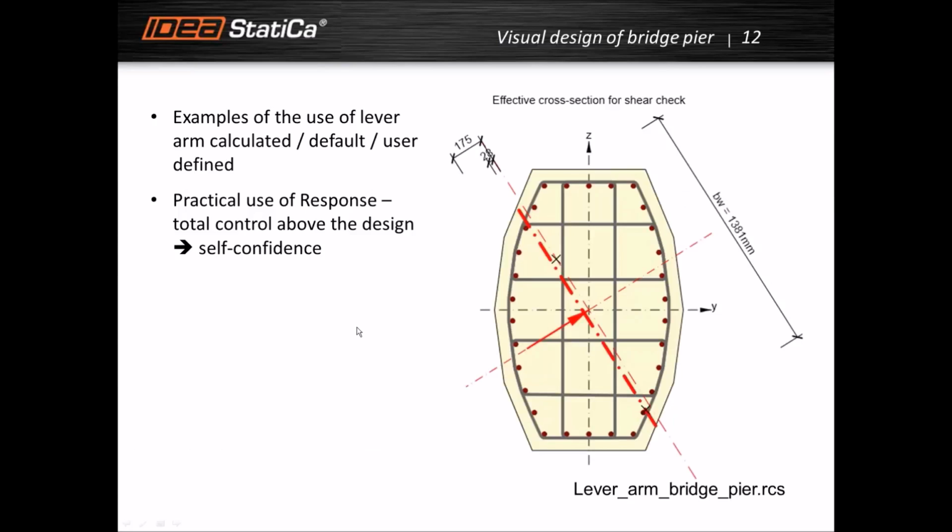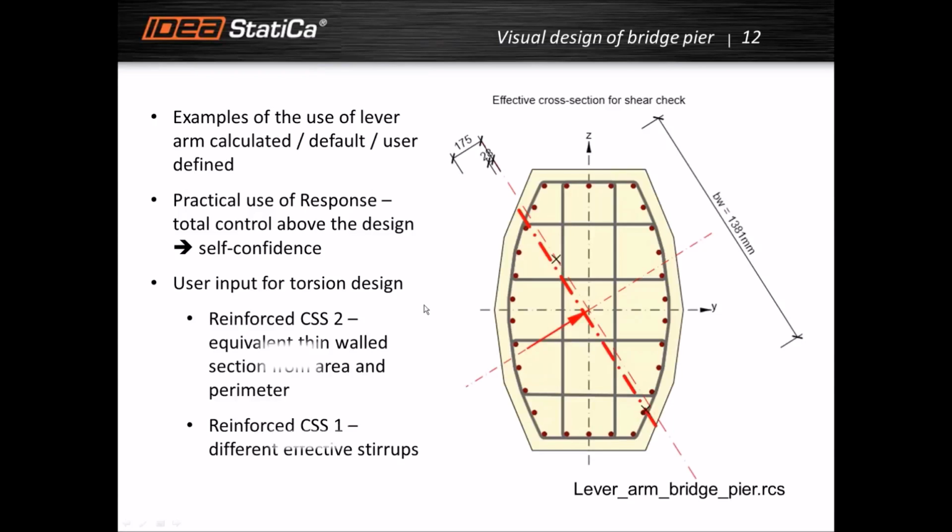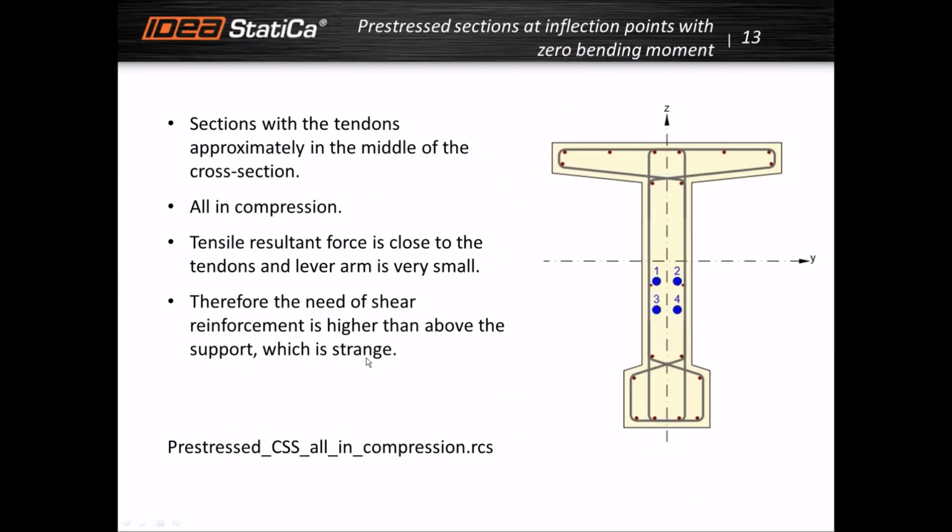Now let's go back to the presentation. I already explained these problems of the input of stirrups for torsion, so we can proceed. Now we have the problem which I mentioned at the beginning in the questions: pre-stressed sections at inflection points with zero bending moments. I just repeat what these are: the sections with tendons approximately in the middle of the cross-section.